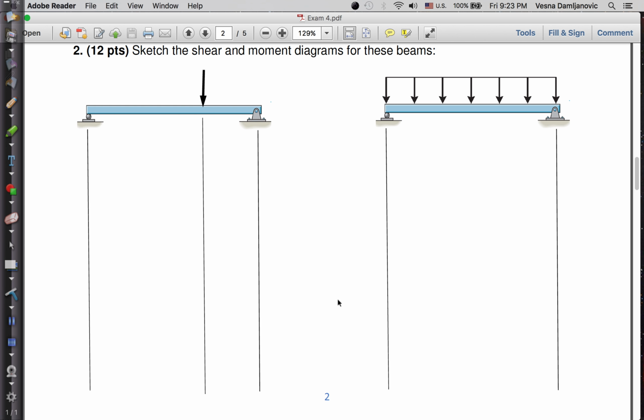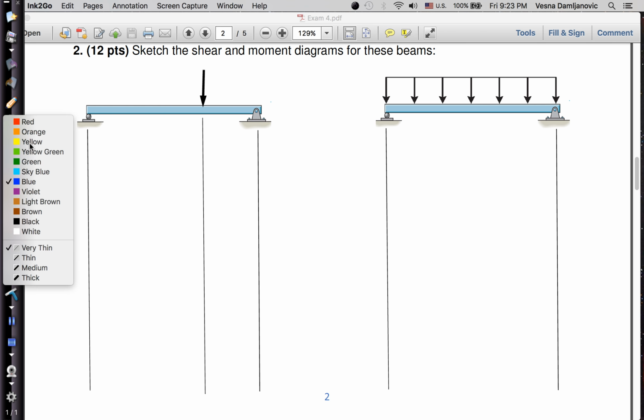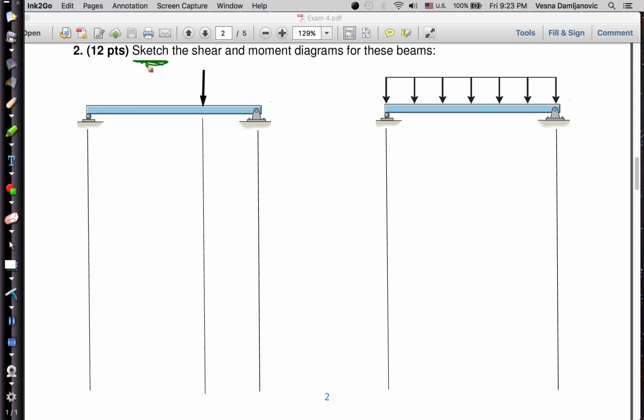Okay, so here you just have to sketch, and I'm going to emphasize that. Use maybe a green pen. Sketch. That means use the graphical method for solving the beam. And so what do we know about a single force? I purposely put it somewhere slightly closer to this end than to that end. It is going to deform the beam like this, right?